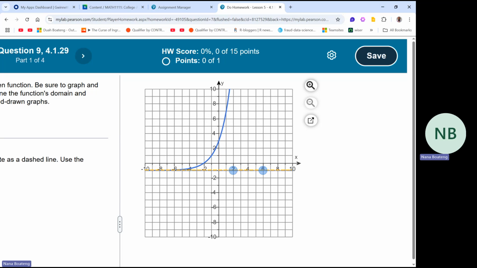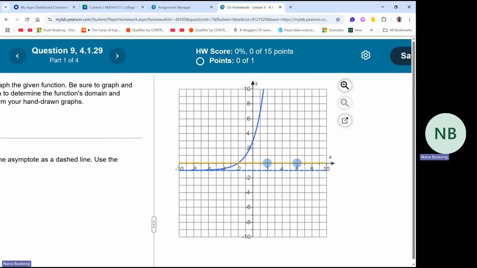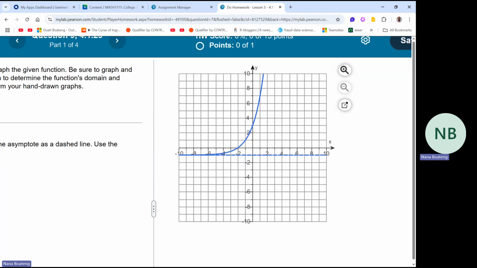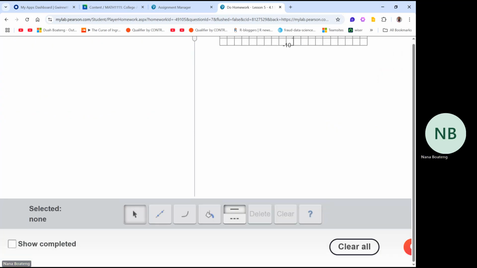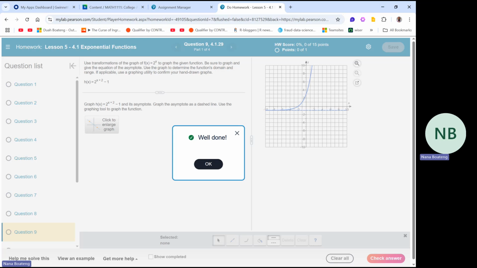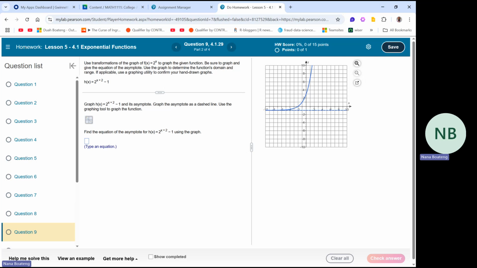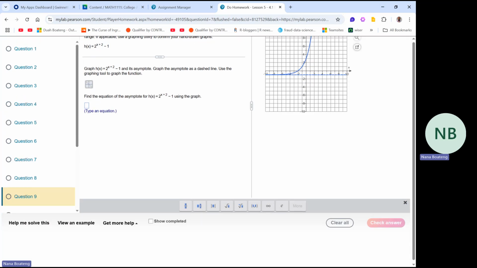So this is now the function that I want. And let's see whether it's correct. So let's go to submit, check answer. If you go to check answer, we see that it is correct. Okay. And now it says find the asymptote. So the asymptote is the line y is equal to -1.